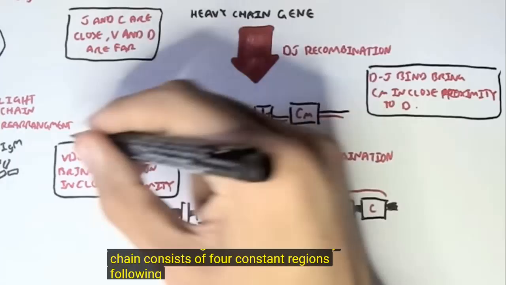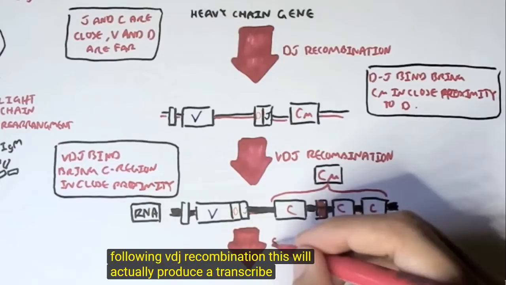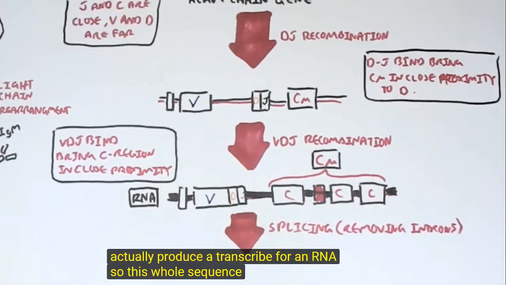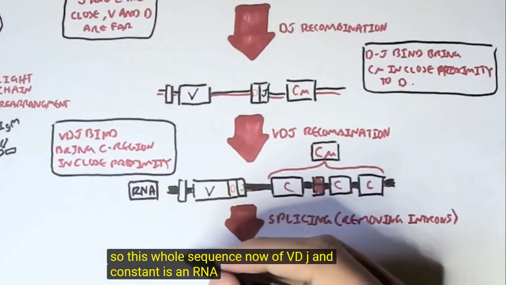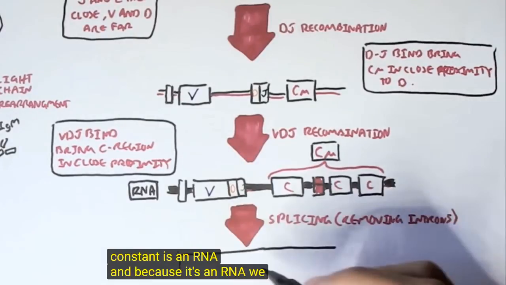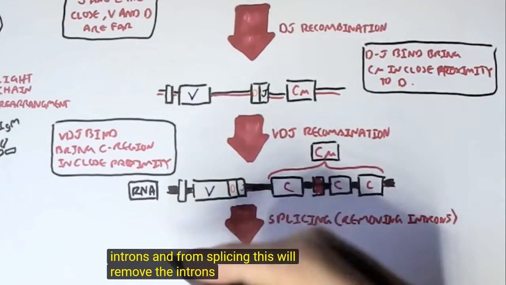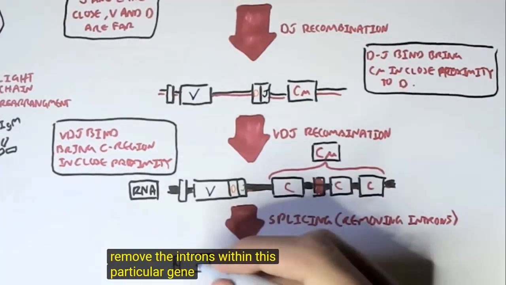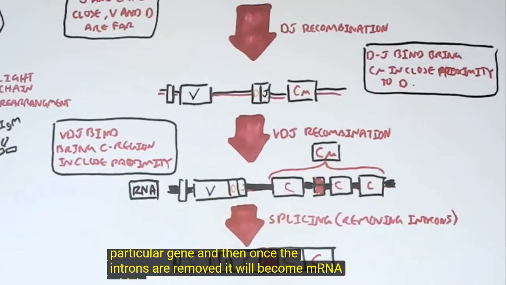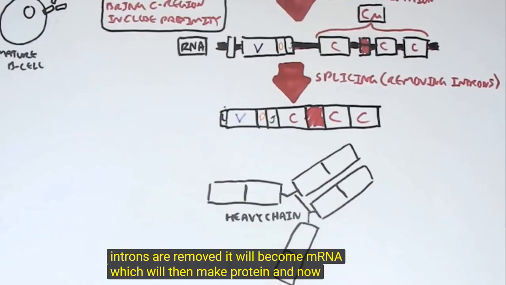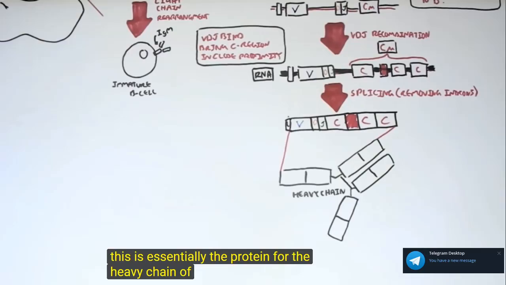Following VDJ recombination, this will actually be transcribed into an RNA. So this whole sequence now of VDJ and constant is an RNA. And because it's an RNA, we still have introns, and splicing will remove the introns within that particular gene. Once the introns are removed, it becomes mRNA, which will then make protein. And now this is essentially the protein for the heavy chain of the antibody.